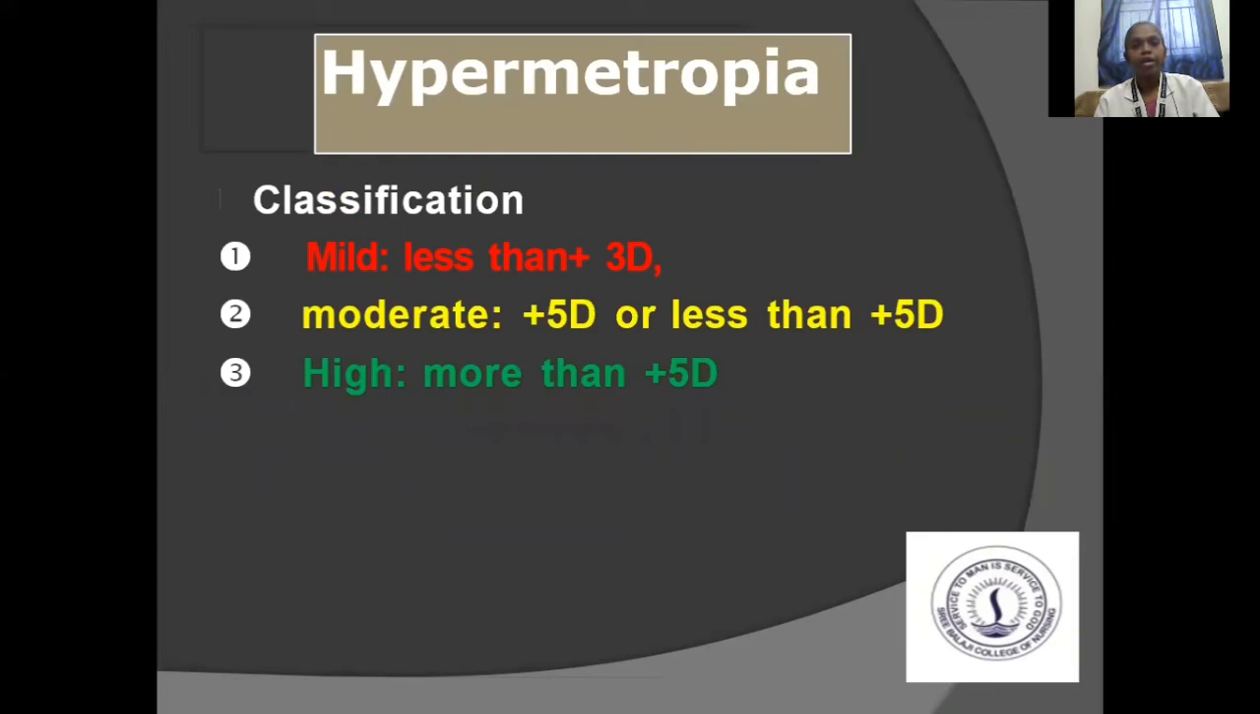Again, like myopia, here also you can categorize hypermetropia as mild, moderate, and high. Mild means less than 3 diopter. Moderate means 5 or less than 5 diopter. High means more than 5 diopter. So this way, based upon the refraction, you can categorize hypermetropia as mild, moderate, and high.